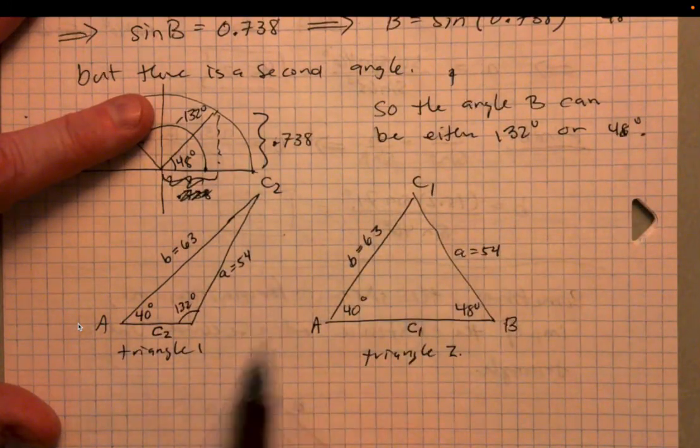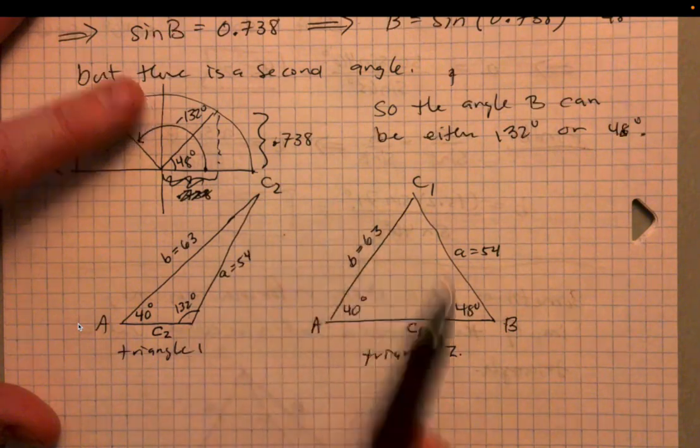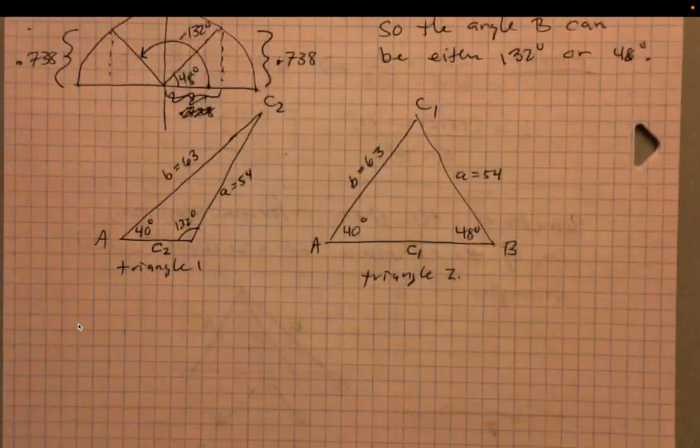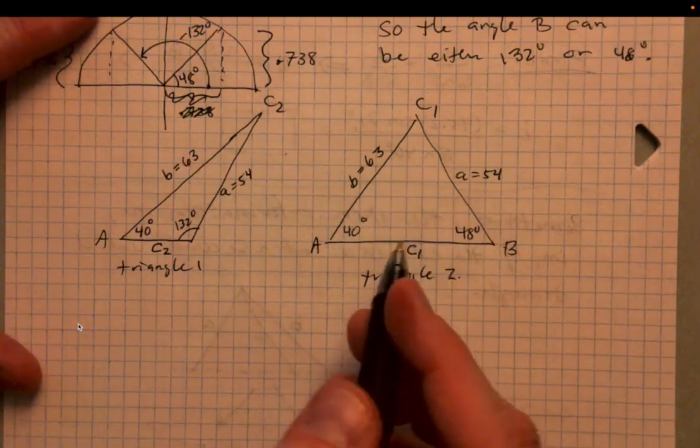Depending on which one I'm working with, I can find both just fine using the law of sines, but they're different triangles clearly, right? So let's finish this triangle up first. Let's find C1.